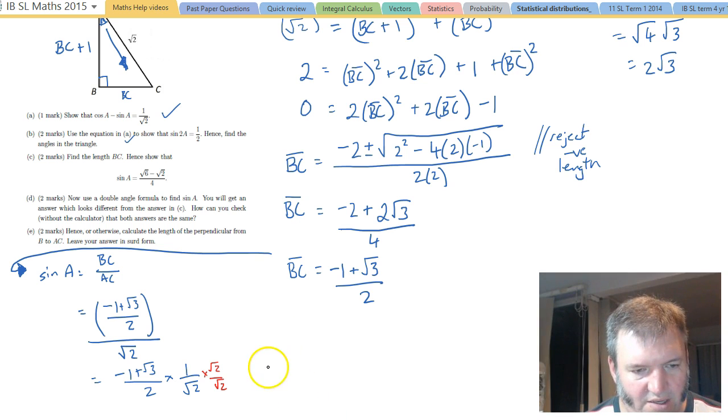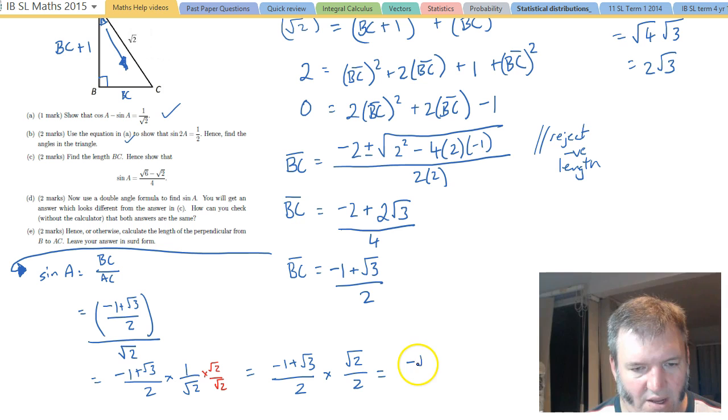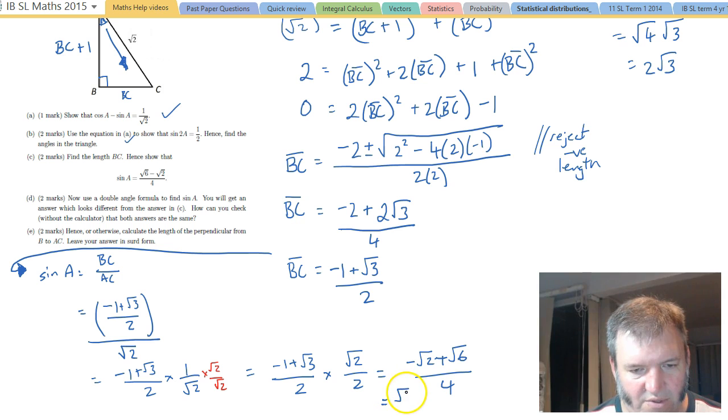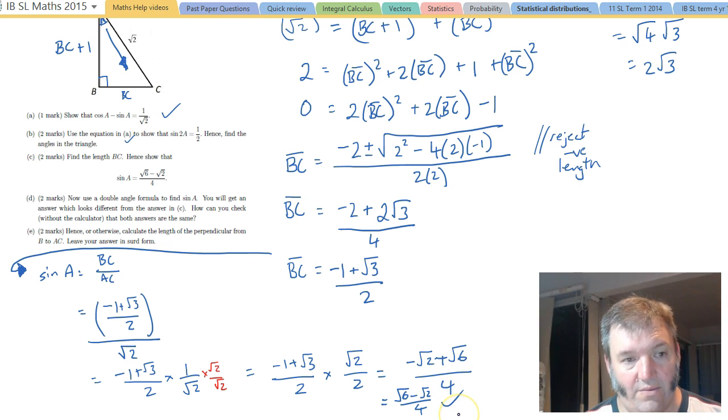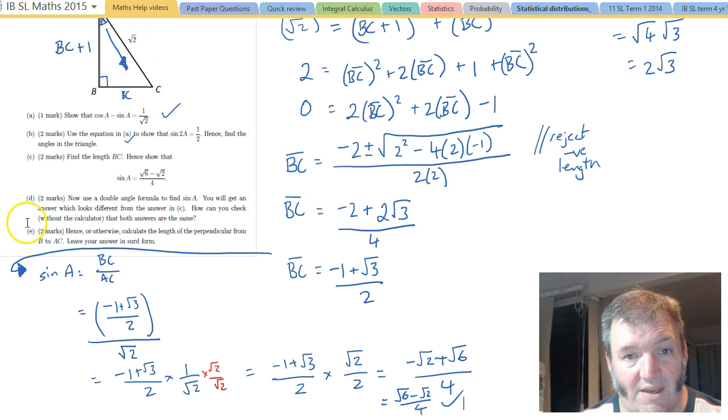Now I'm going to work across the page here because I'm running out of room on the screen, but that's okay. So (-1 plus root 3) over 2, and that's now being multiplied by root 2 over 2, and that's where we're going to have (-root 2 plus root 6) over 4, and if we want to make it look nice, that's the same as (root 6 take root 2) over 4. And we've got what we needed to get. Alright, that's part C. Let's go ahead and find the answer to part D.